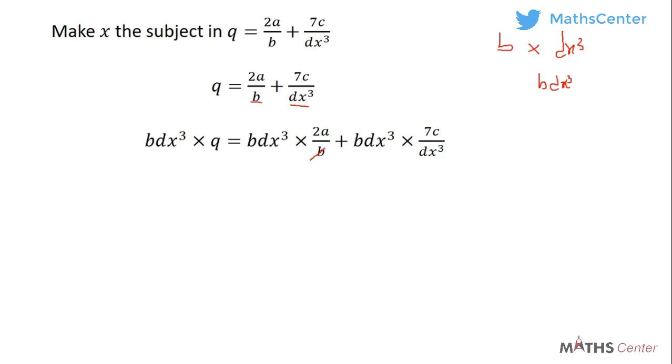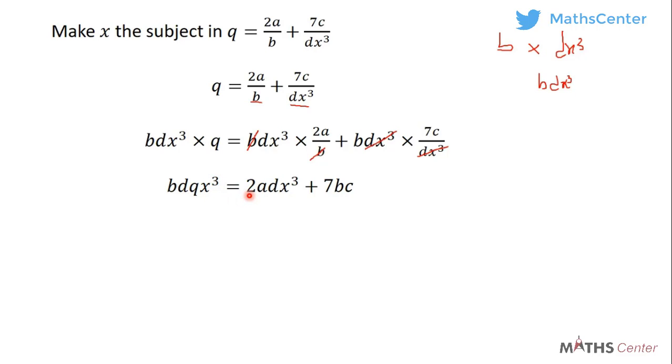So b will cancel b here, dx exponent 3 will cancel dx exponent 3. Okay, let's go on with our multiplication. b dx exponent 3 times q will give us b dq x exponent 3. If you watch the video on multiplication of algebraic expressions, you understand why the letters were arranged this way. You have to arrange them in alphabetical order. So b dq x exponent 3.